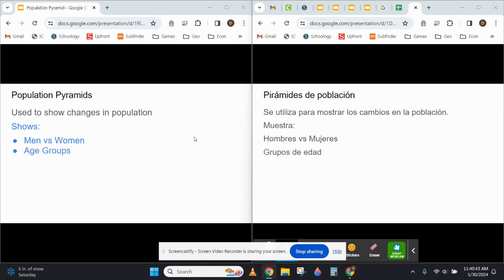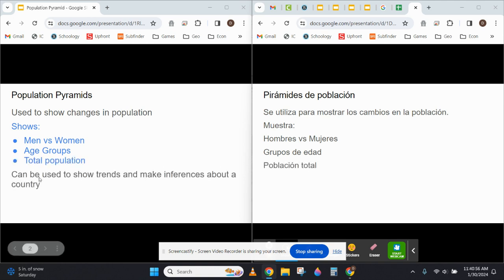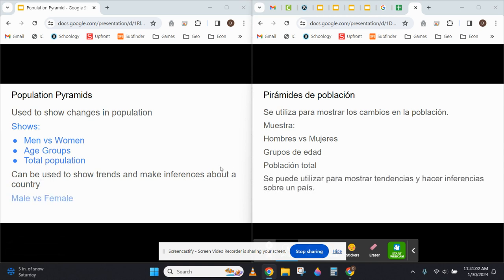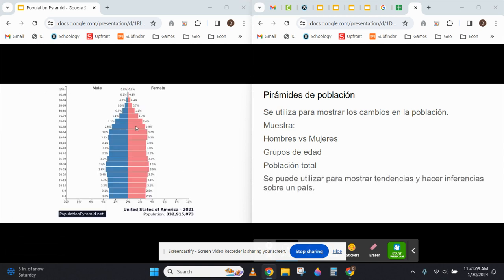It also breaks you down by your age group, and it can do it typically by 5-year or 10-year spans. It also shows total population. This can be used to show trends, make inferences, and understand how population is changing. So here's what they look like.